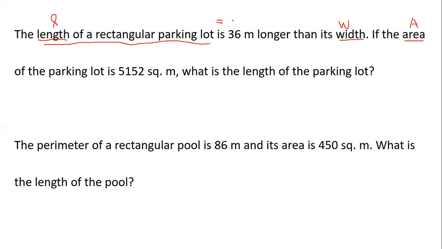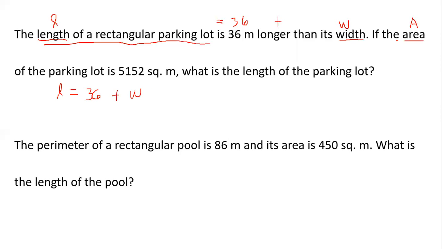36 meters longer than its width. Longer means we have to add 36 meters to the width in order to get the length. That means we are going to use plus, then we have 36. So there we have our first sentence, length equals 36 plus W. Ganun lang po kasimple ang mag-translate.